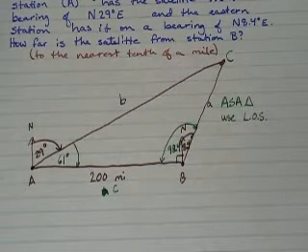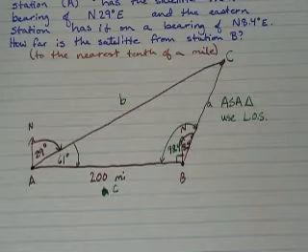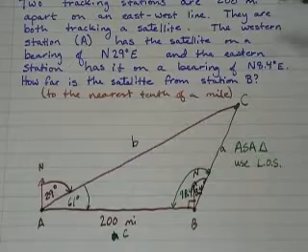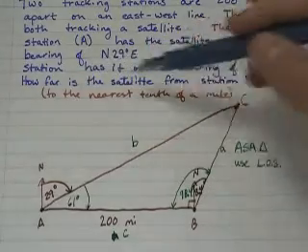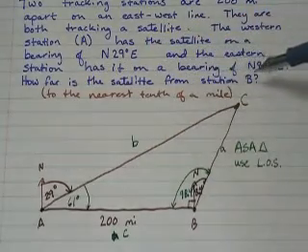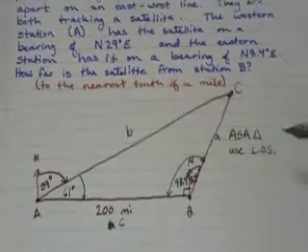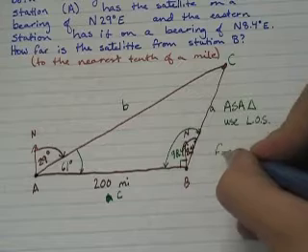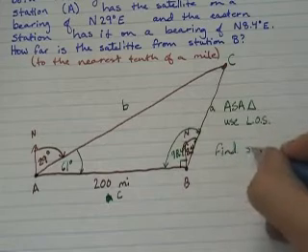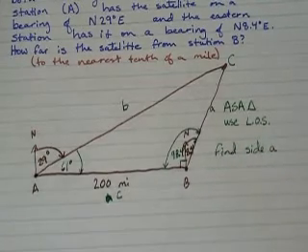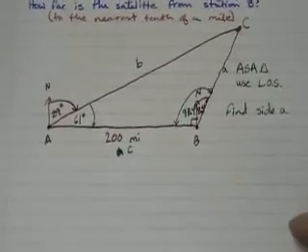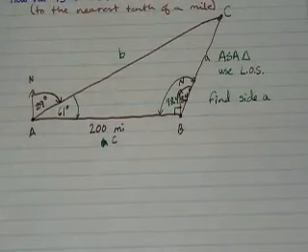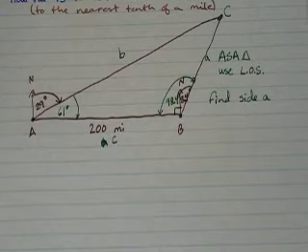Now, it asks us to find the distance. How far is the satellite from Station B? Okay, which is going to be the eastern station. So what are we trying to find? I'm trying to find side A. Okay? So given that information and given this picture, now I want to work this problem. I want to find side A.